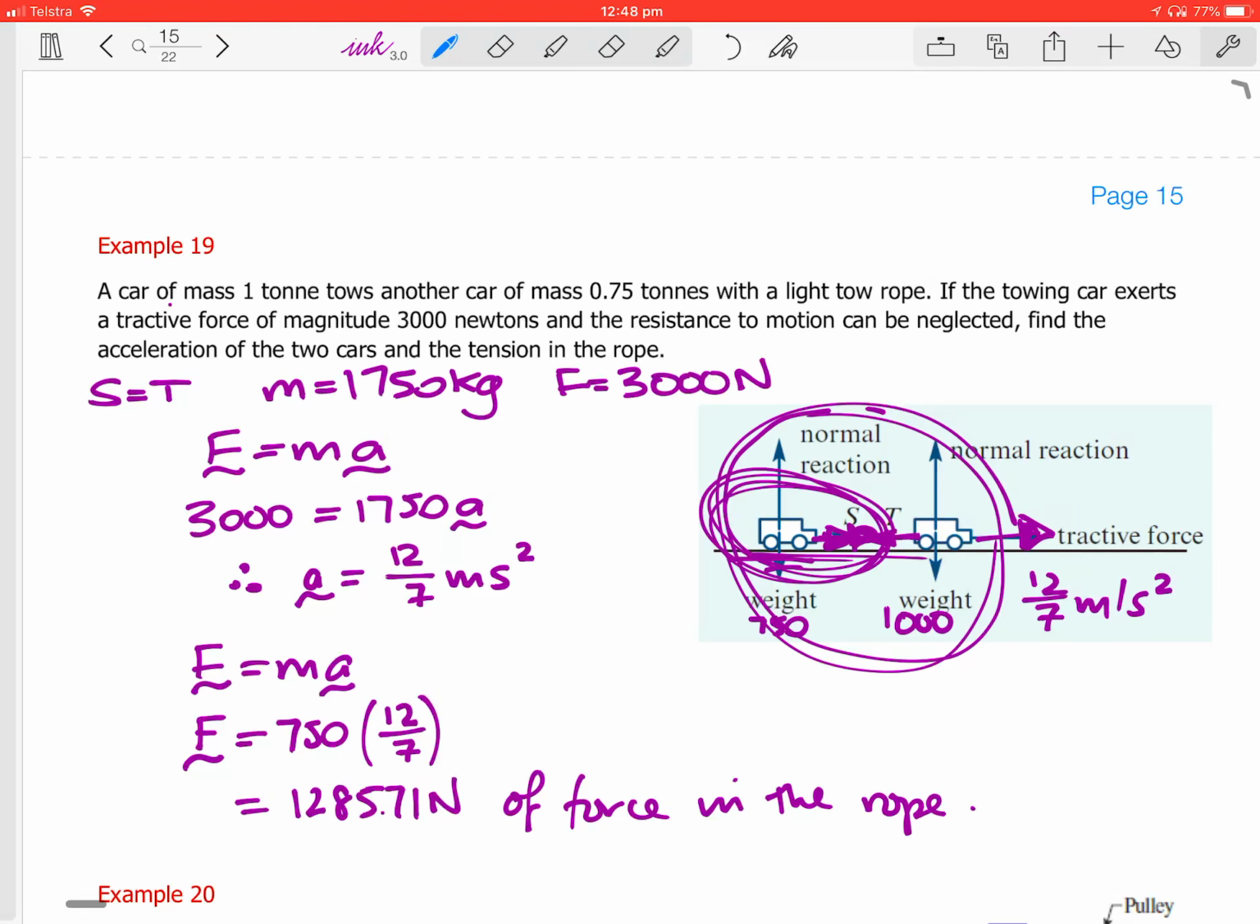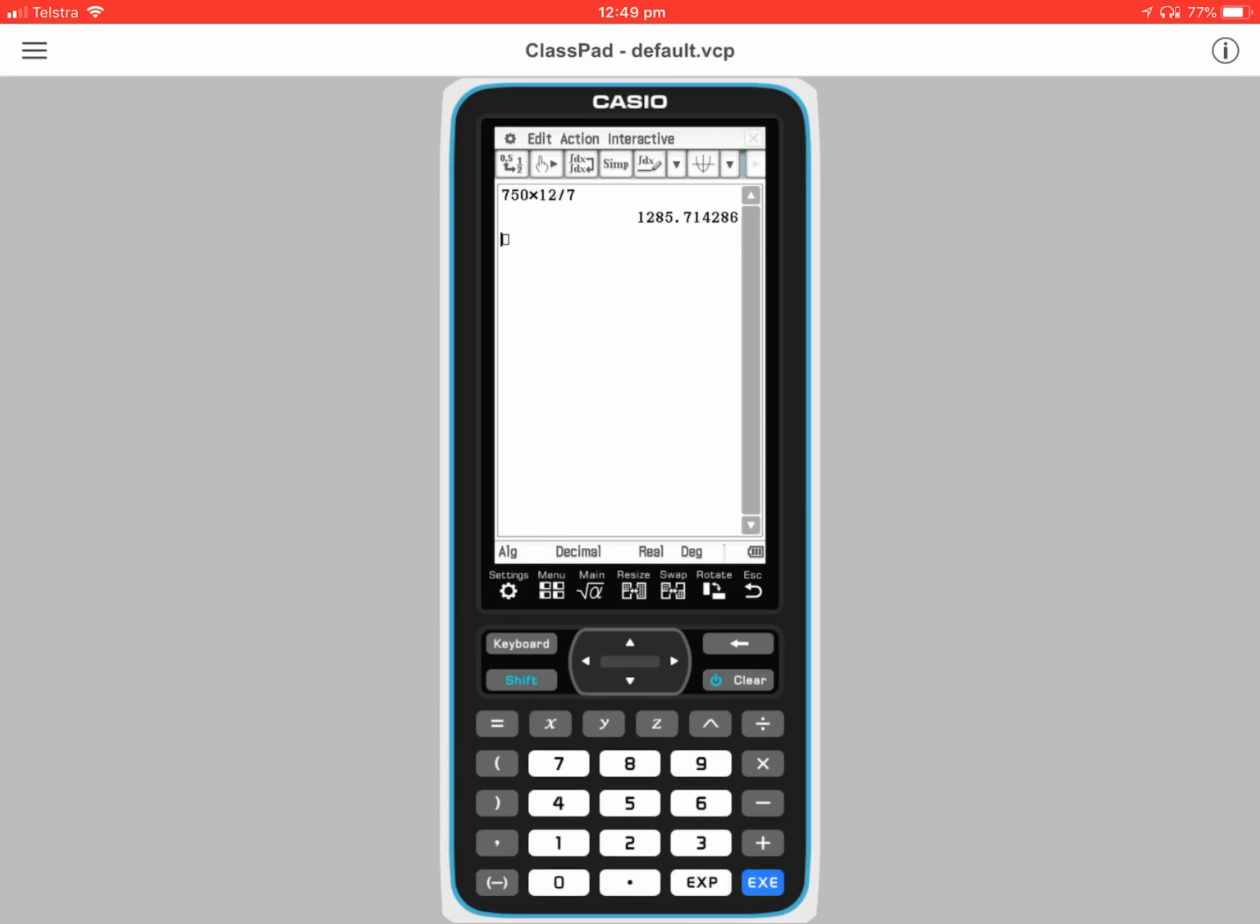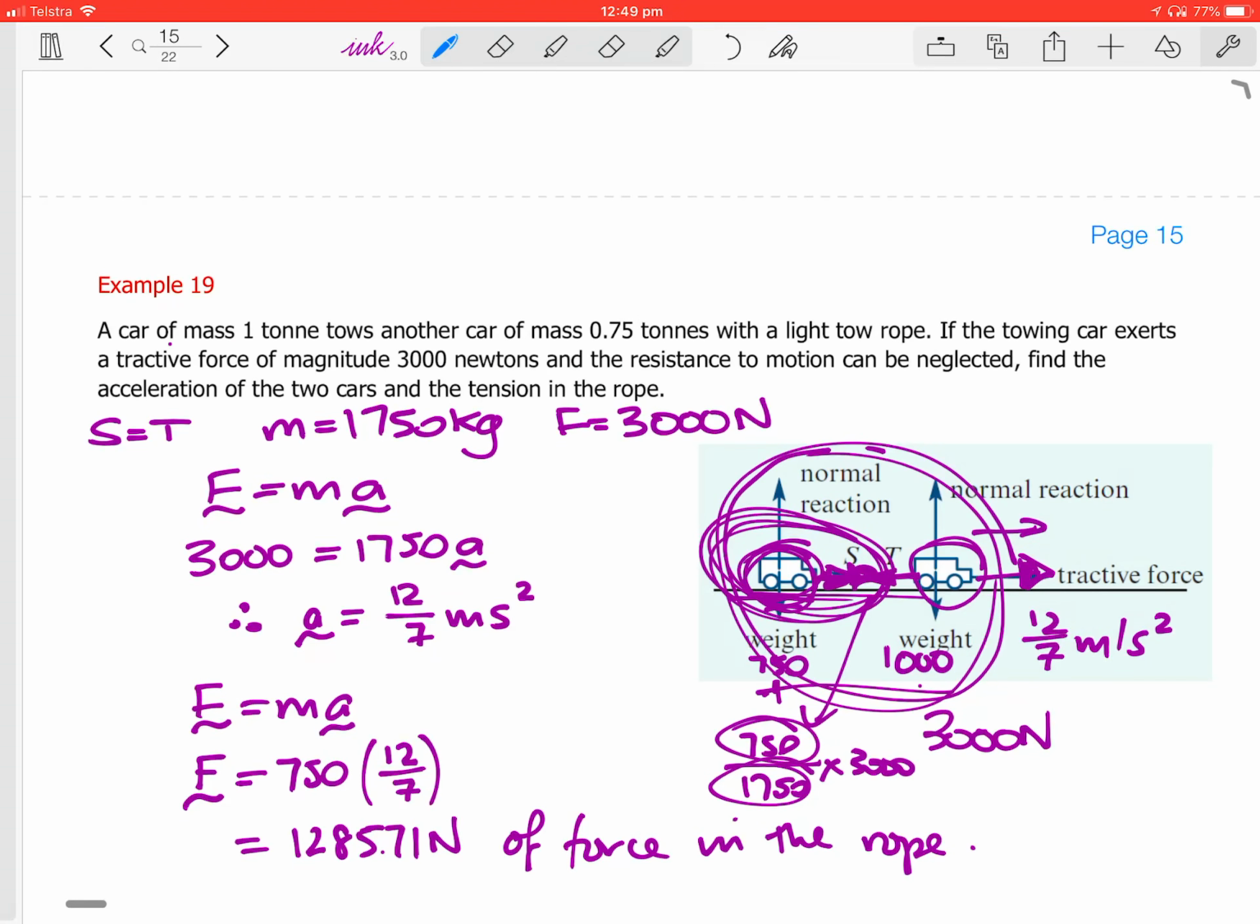And that kind of makes sense because we know if we've got 3,000 newtons of force going in that direction, if that's a 1,000 kilo weight and that's a 750 kilo weight, it's going to be in a ratio of 1,750. So this force here we would think would be 750 out of 1,750 kilos times 3,000. 750 divided by 1,750 times 3,000 gives us the same value. So the amount of force being applied to this car is in a ratio of the weight between this car and this truck. Of course, you can just work it out this way.